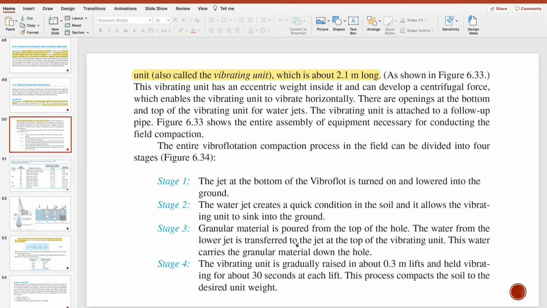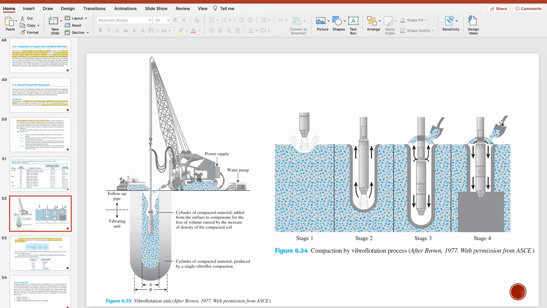Then, pag nasa ground na siya, the granular material is poured from the top of the hole. The water from the jet is transferred to the jet on top of the vibrating unit. This water carries granular material down the hole. So, nilalagay na yung granular material sa ilalim hanggang papataas. Okay?